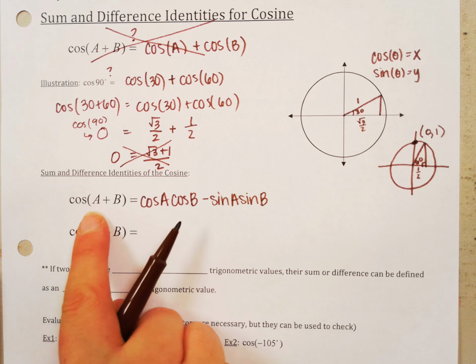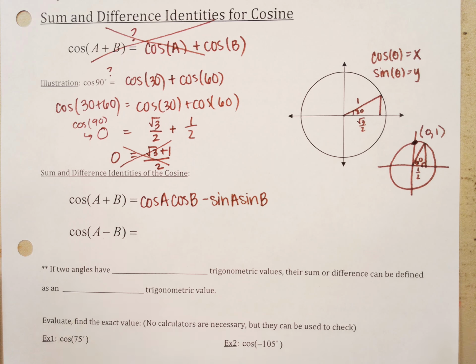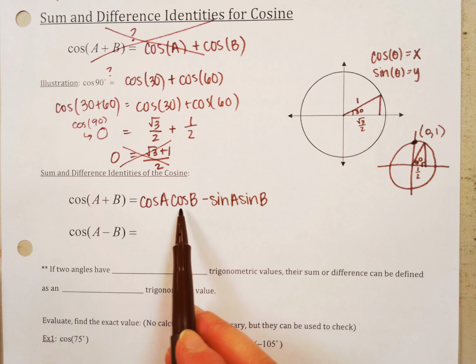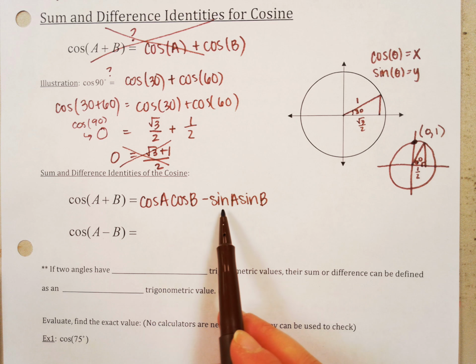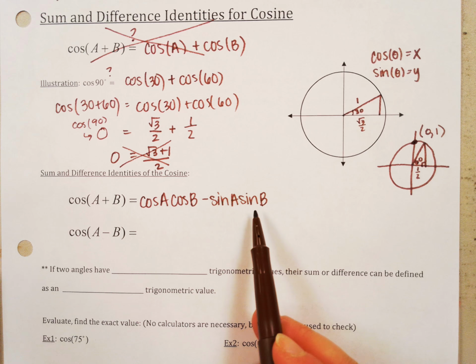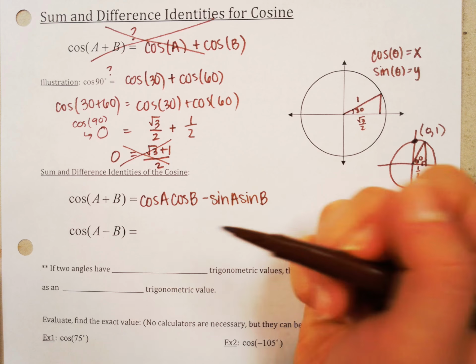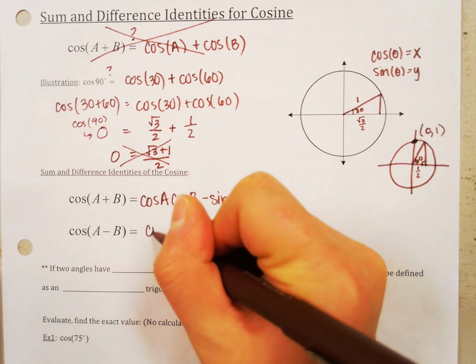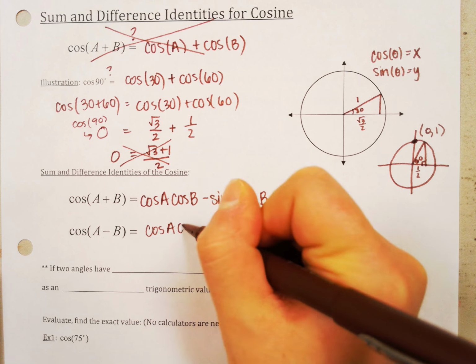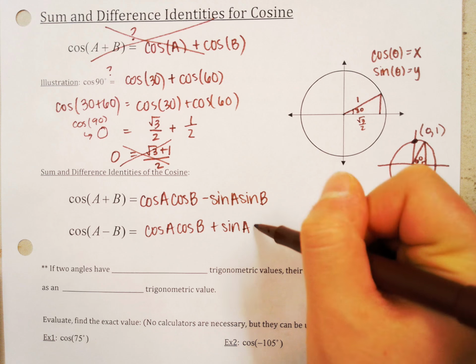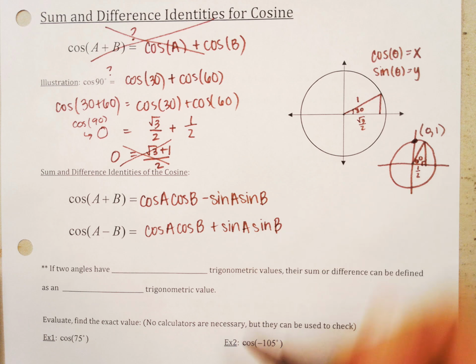Where A and B, remember, are particular angles. So this would be like 30 degrees and 60 degrees. It'd be the cosine of 30 times the cosine of 60 minus the sine of 30 times the sine of 60. And then we have an identity for the difference as well. It'd be the cosine of A times the cosine of B plus the sine A times sine B.